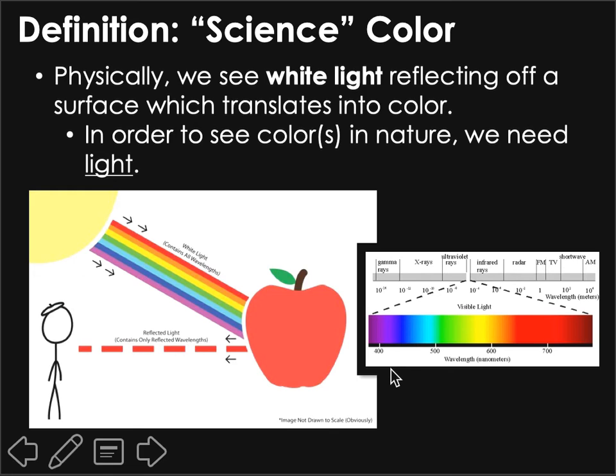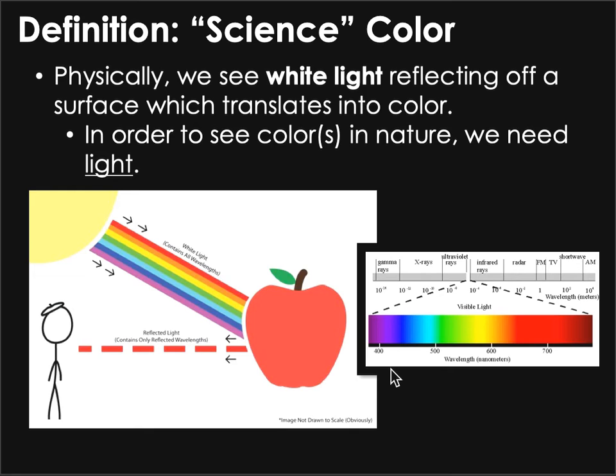So our superheroes can see X-rays, can see ultraviolet rays. They can see all the other stuff that we as regular humans cannot. We can only see a small fraction of the whole electromagnetic spectrum. We see the visual spectrum.